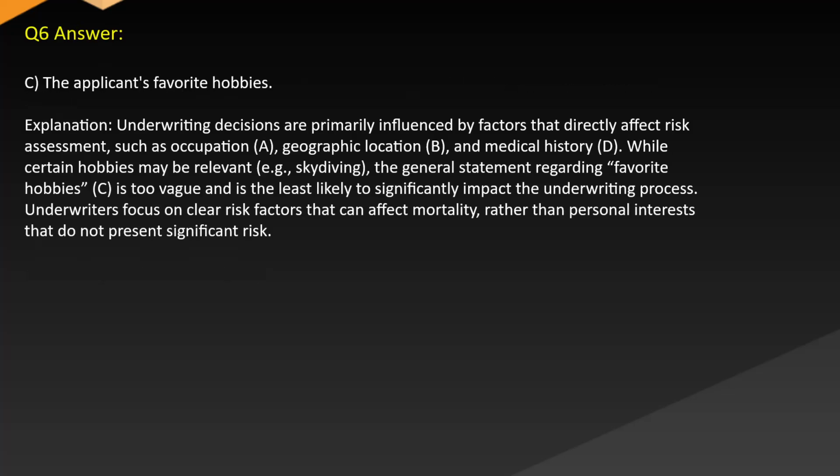Answer: C. The applicant's favorite hobbies. Explanation: underwriting decisions are primarily influenced by factors that directly affect risk assessment, such as occupation (A), geographic location (B), and medical history (D), while certain hobbies may be relevant (E).